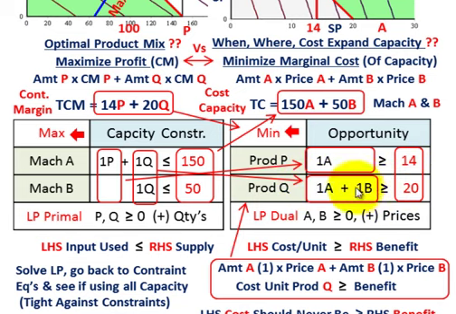Okay, so what we've done here for the maximization, that's our primal problem, referred to as a linear programming primal problem.